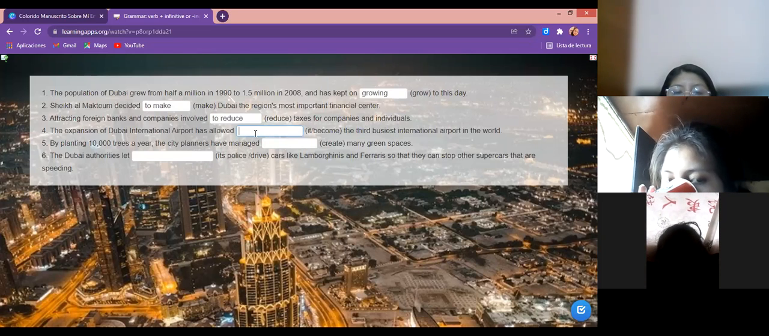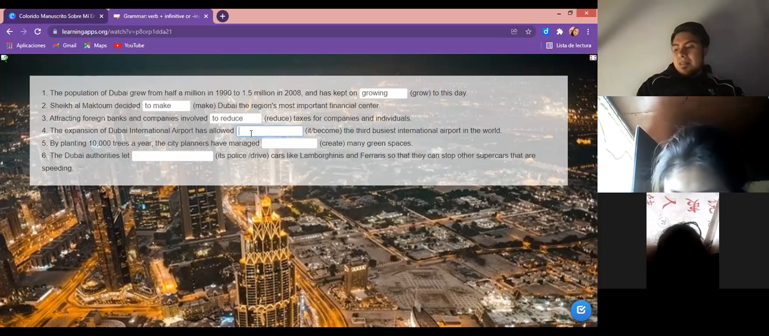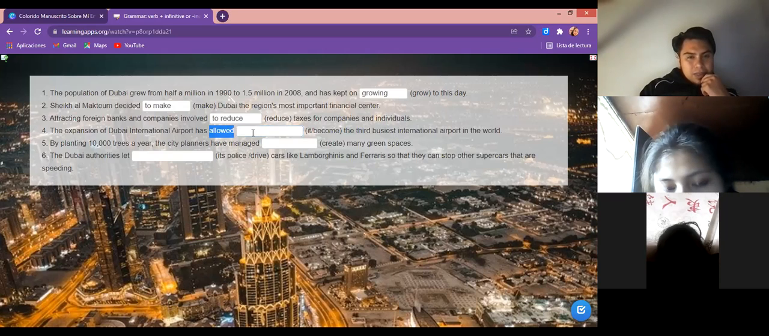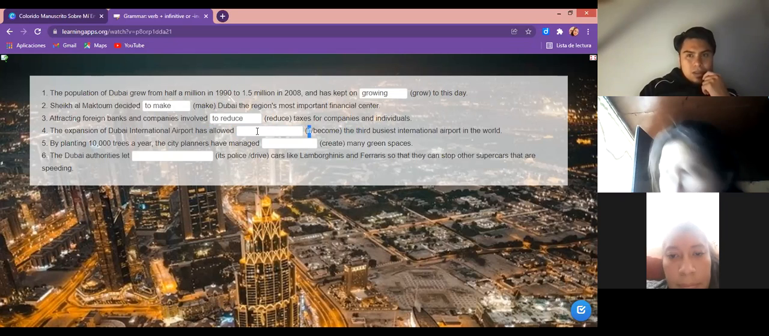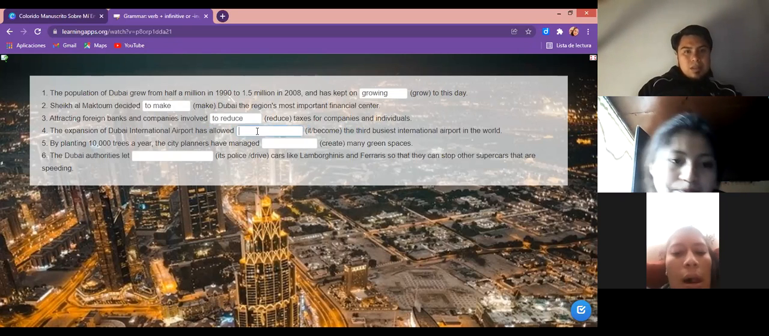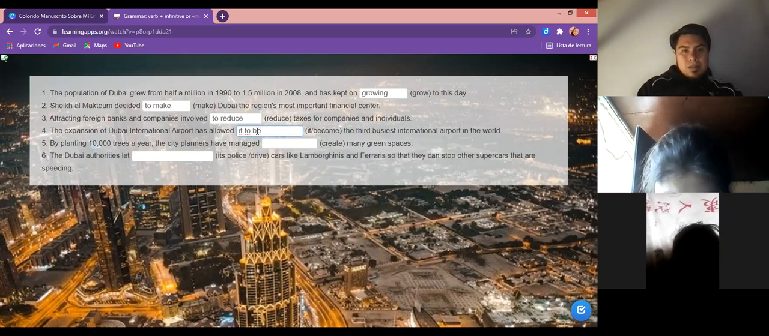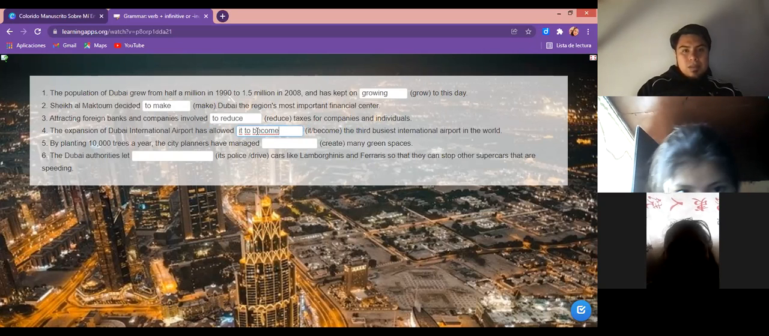Okay, so which one is the answer? I don't know. Become. Okay, so let's remember. Allowed is a verb that needs to be followed by another verb in the infinitive form. And also in this case, we have a subject in the sentence. So we have to put first it, and then we have the verb in an infinitive form. Okay, so the answer is it to become.